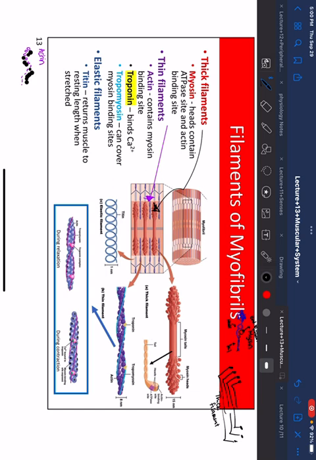Then we describe the elastic filaments made up of titin protein. Here's the elastic filament, which looks like a spring. It's made up of titin. And it attaches the thick filament to the end of the sarcomere. The function of this spring is to return the muscle back to its resting length when it's stretched.